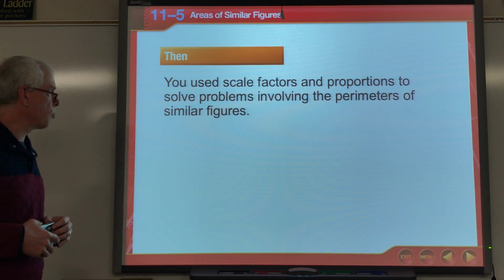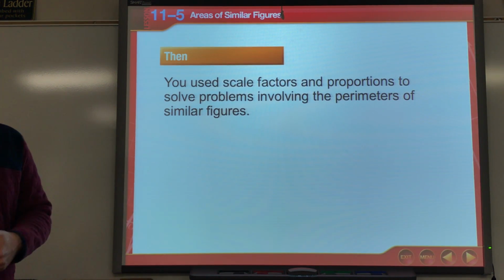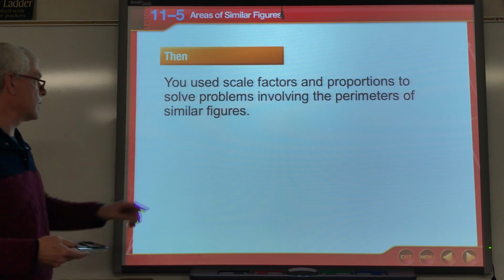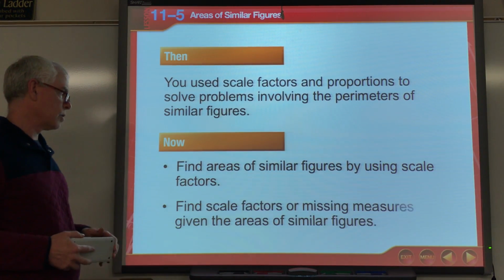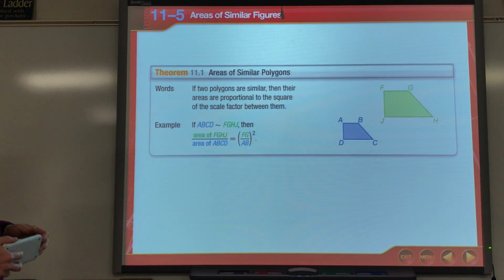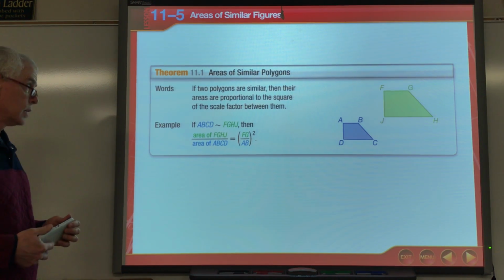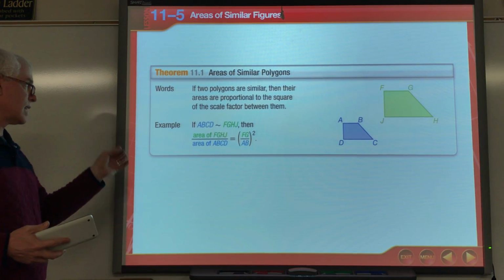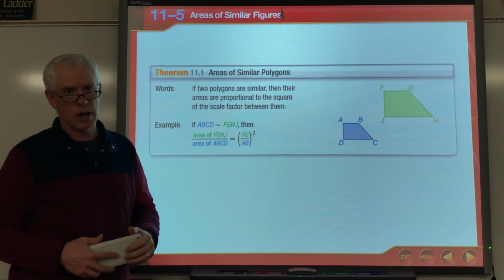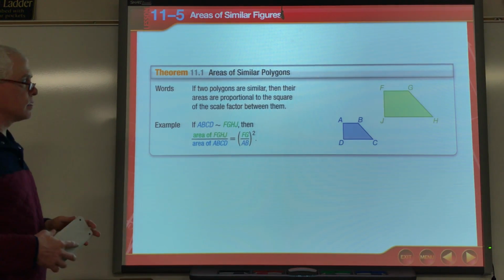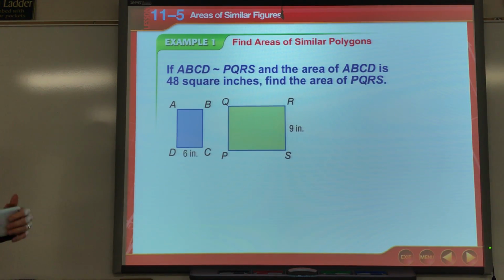Okay, so we use scale factors and proportions to solve problems involving the perimeters of similar figures. We said that if figures were similar, the ratio of the perimeters was the same as the ratio of the sides. Now we're going to take a look at area and how that relates to similar figures. So here's the idea. If two polygons are similar, in other words, all the corresponding sides are proportional and all the corresponding angles are congruent, then the ratio of the sides, let's say it's FG over AB, the ratio of the areas would then be FG squared over AB squared. So the ratio of the areas is the scale factor squared. And so we're going to be solving proportions here ultimately as we go.